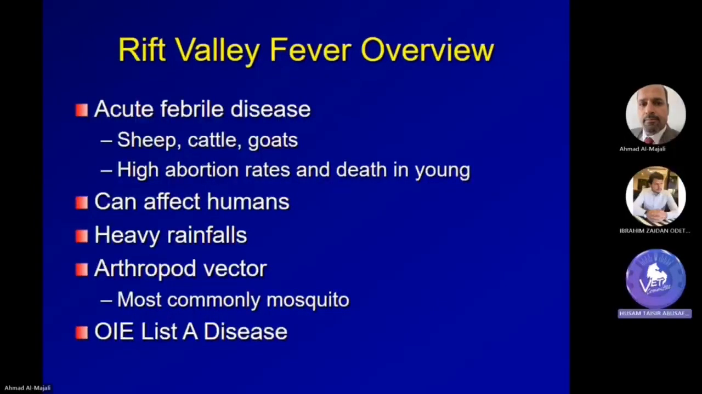As I said, it comes after heavy rainfalls. It's an arthropod-borne disease. And the insects are the mosquitoes. But other insects that can basically transmit and bite have epidemiologic importance.